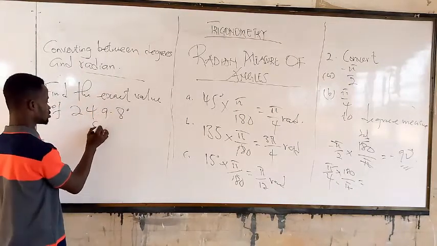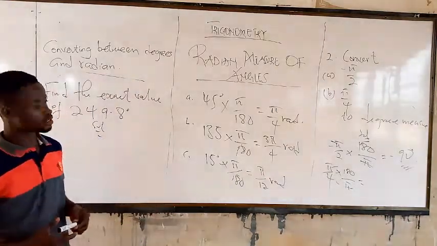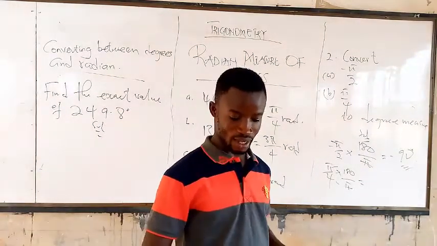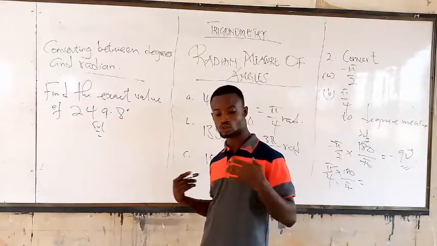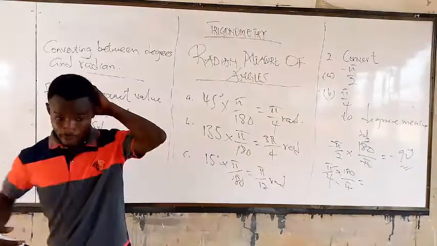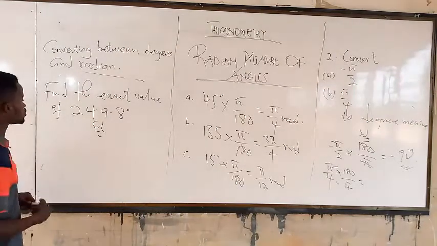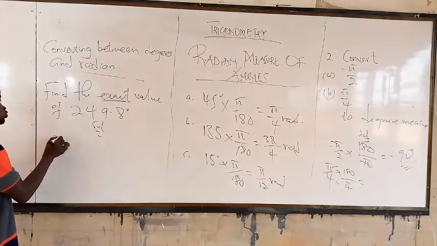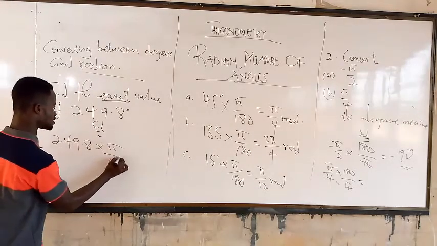249.8 degrees. So to find the exact value of this is just simple, alright? So we do it in the same way. We know that this one is in degrees, so the same as we convert it to a radian, alright? But here we want the exact value. So because of this word, something will come in here. So 249.8 times pi over 180, alright?